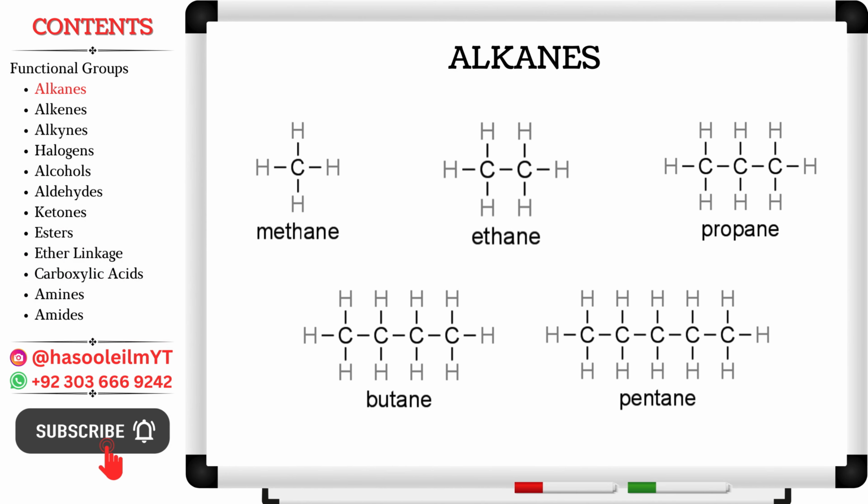Let's start with the simplest hydrocarbons. Alkanes. These are saturated hydrocarbons with single bonds between carbon atoms. Here's the structural formula for alkanes up to 5 carbon atoms.